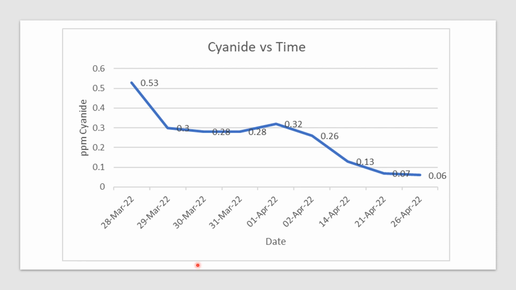This graph shows the cyanide content in the water over the 29-day UV treatment period. Again, it shows a clear downward trend. It is likely that the cyanide also contributed to the toxicity of the water, and we were clearly able to reduce it using the UV treatment.